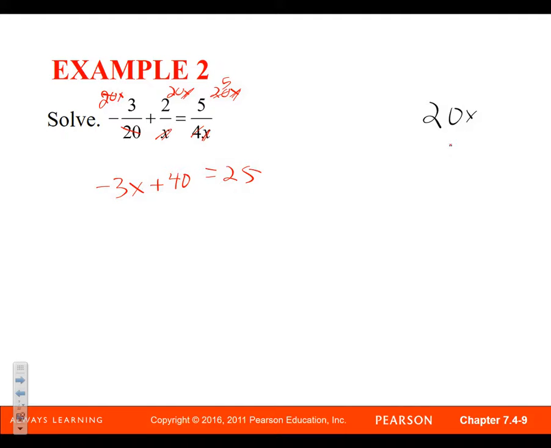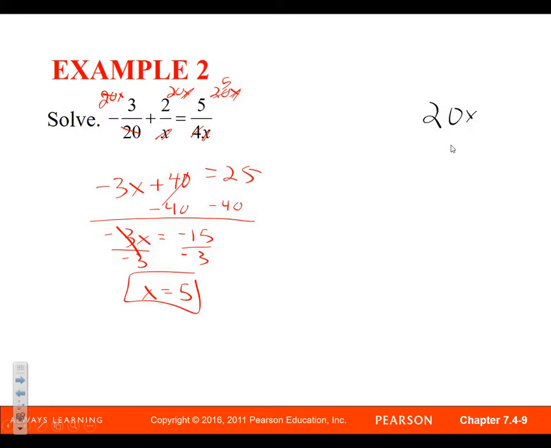Now, that's something very doable, right? That's something you've seen before, and you can do that. So now you don't have to worry about all the fractions. What we've done is we've created an equivalent equation. And then you can go ahead and solve that. So the value of x would have to be 5.